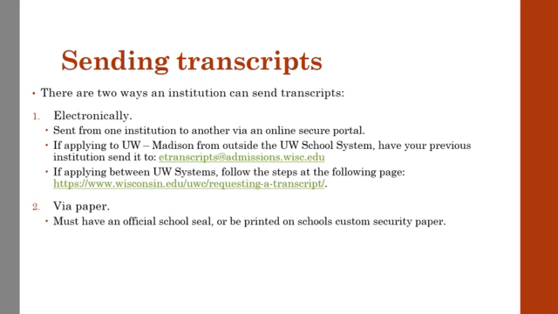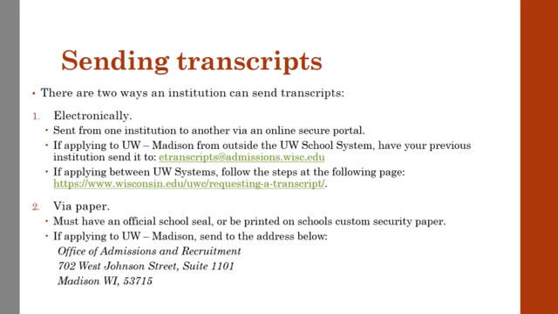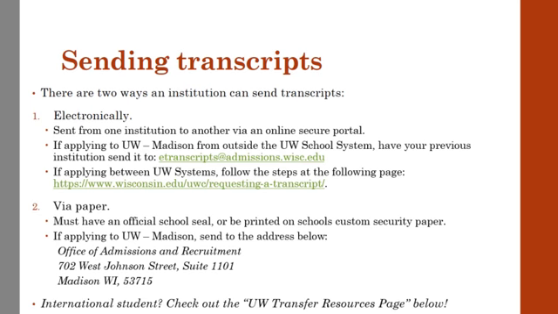The other way to send a transcript is via paper. If your school sends it this way, be sure that the transcript has an official school seal or is printed on the school security paper. If applying to UW-Madison, have your institution send it to the address below. If you're an international student, be sure to check out the UW Transfer Resources page below for links to sites on how to request and send your transcripts to a UW system school.